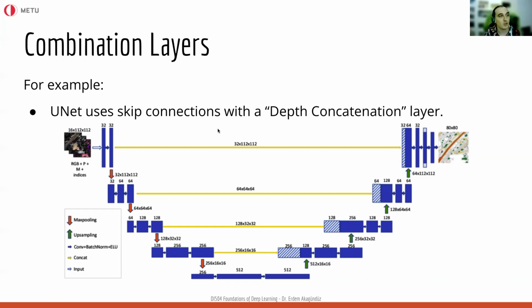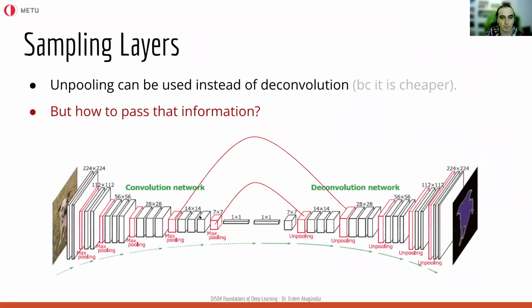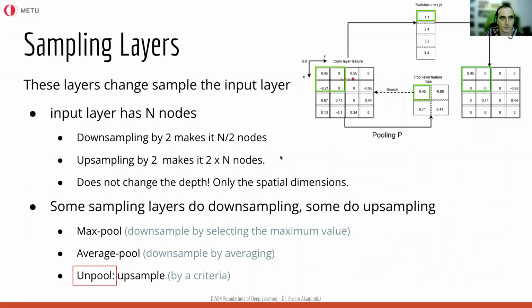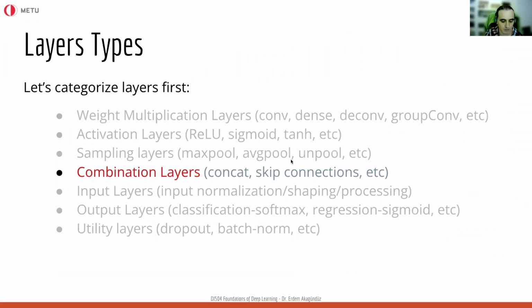So when you're doing an information flow job, which is different than the information flow defined, which changes the information flow, we skip some part of the network. These are called skip connections and combination layers. Okay. So let me go over it. Okay, so this was the combination layers.